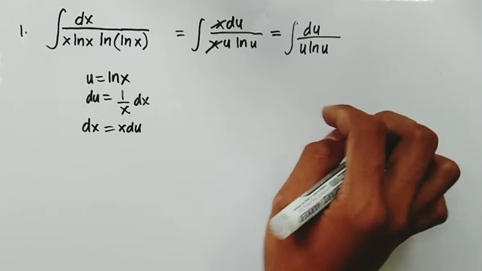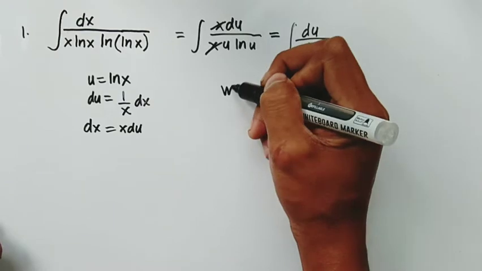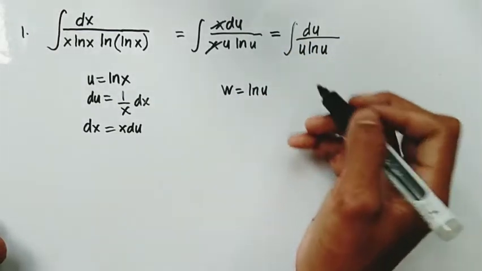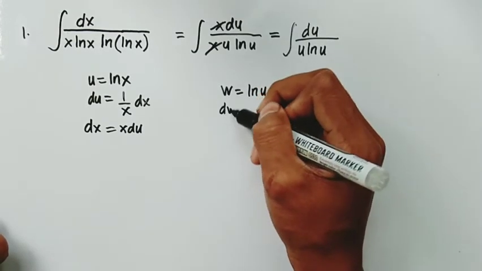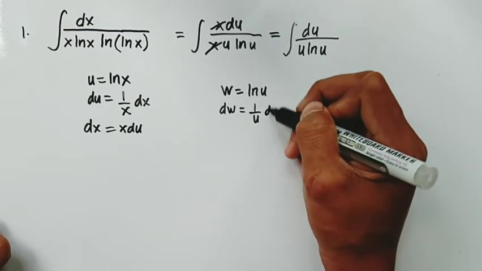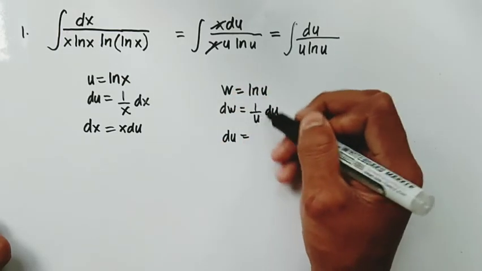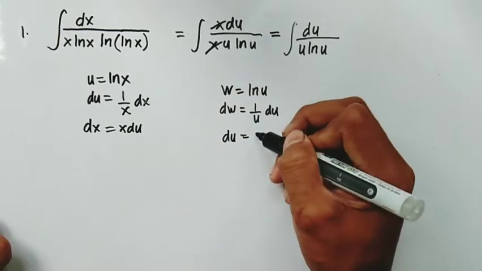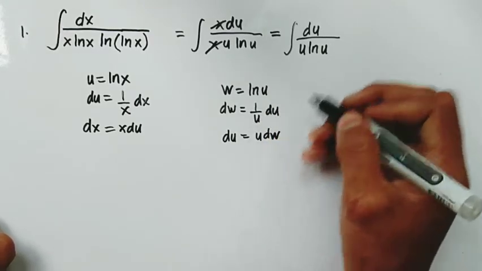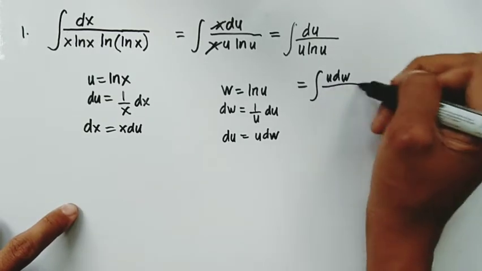Magsa-substitution ulit tayo. And now, gagamit tayo ng ibang variable. Para sa akin, w. Let w is equal to ln of u. Get the differential of both sides, magiging dw. Differential ng ln of u is 1 over u du. Now, solve for du. Multiply both sides by reciprocal of 1 over u. That is u. Magiging u dw. And eto, pag minultiply mo ng u, makakancel. Now, substitute. Du is equal to u dw.